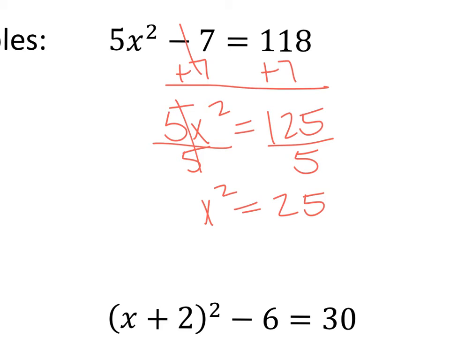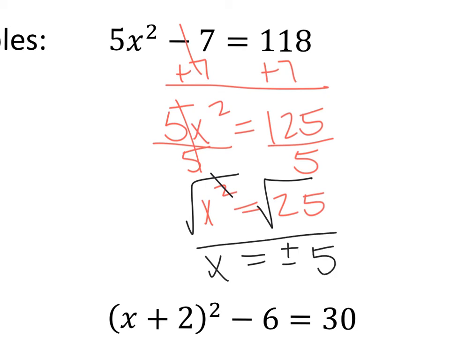Because I have the square, in order to get rid of this square here, I do have to square root both sides. So I'm going to square root here, that cancels. And you have to remember that any time you take the square root, it is always plus or minus. And in this case, the square root of 25 is plus or minus 5. Unless it's 0, you will always have two answers when taking a square root.